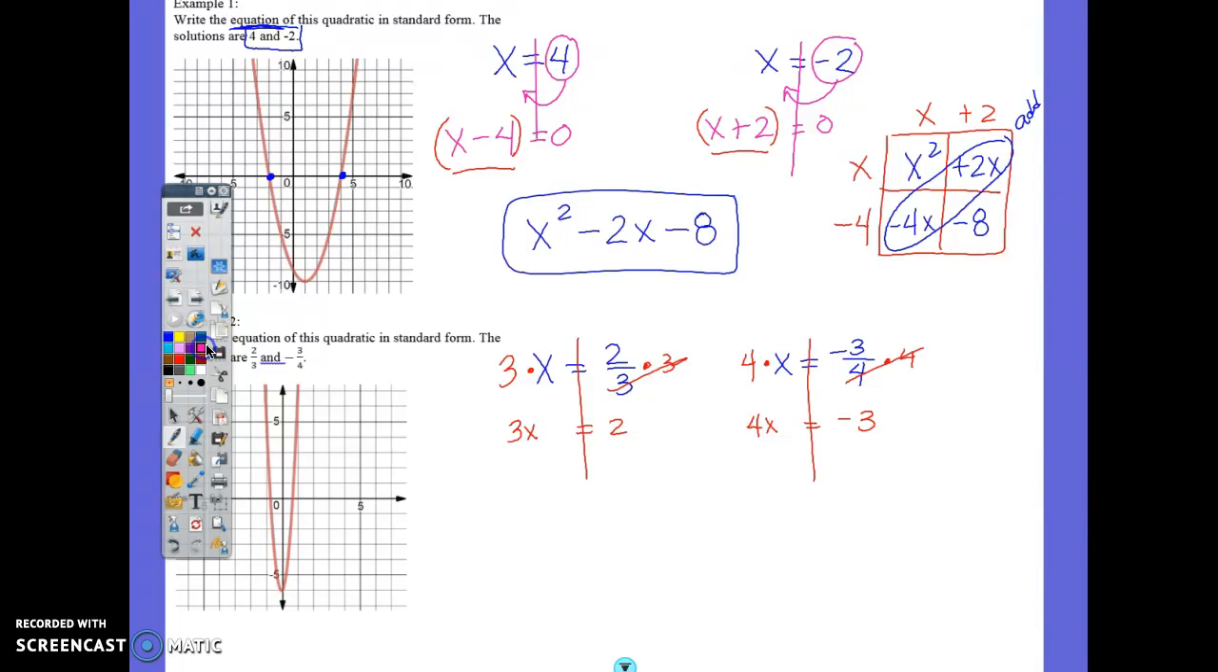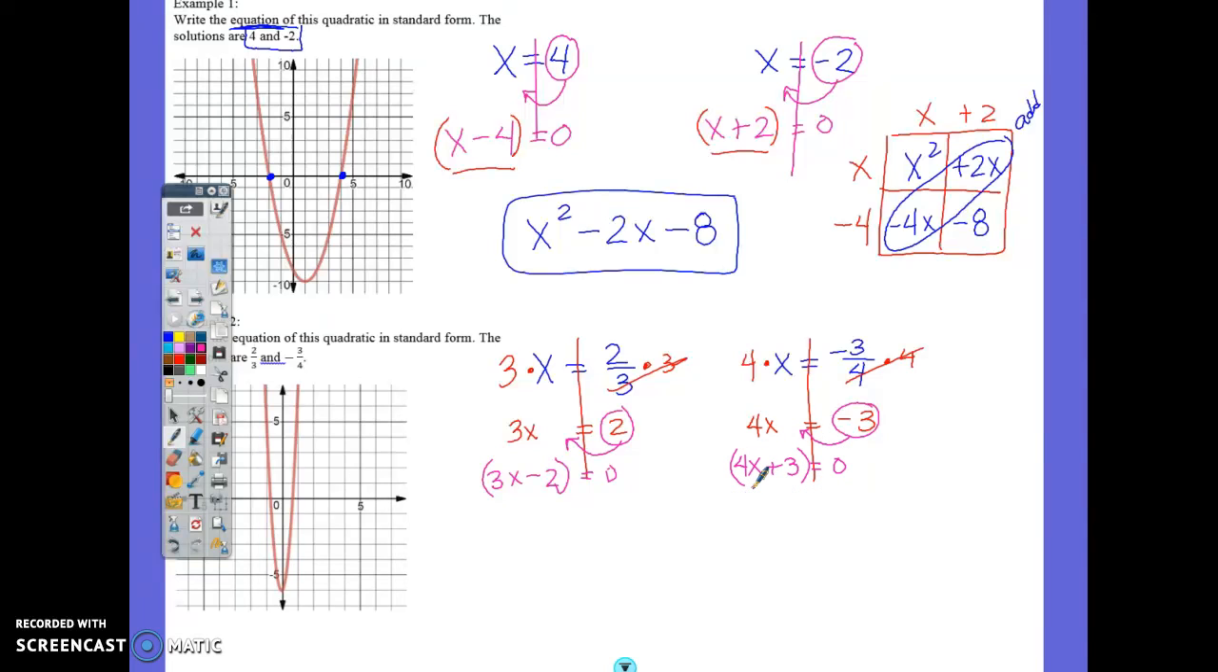What's the last step? Now you move it over and you change the sign. So this becomes a minus 2. 3x minus 2 equals 0. That's one of my factors. And this one, move it over, change the sign. It's 4x plus 3 equals 0. That's my other factor.